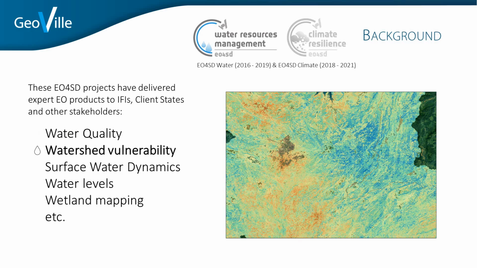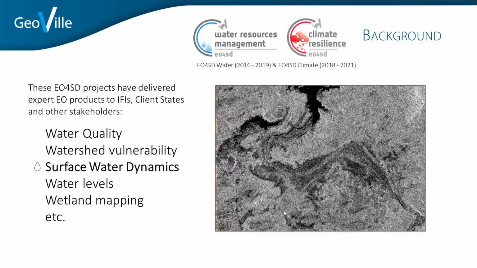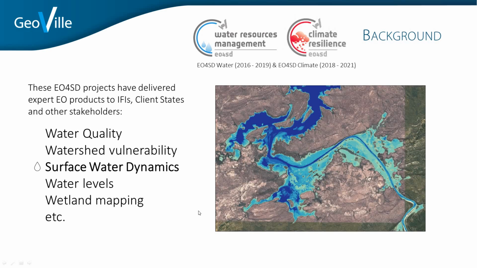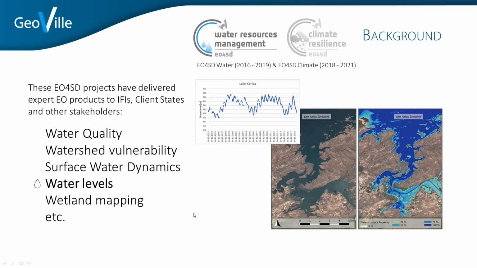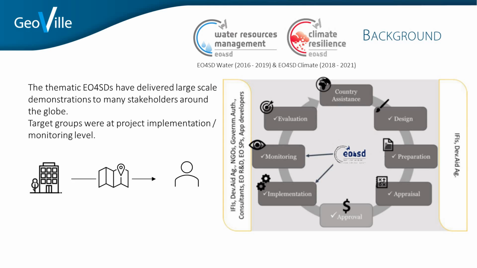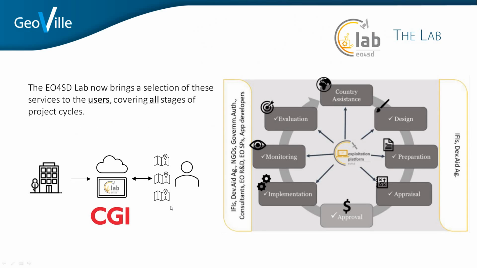That included water quality, watershed vulnerability, surface water dynamics. We combined that with water levels, and we produced wetland maps and inventories around the world. And the focus was to deliver specific EU services to the stakeholders themselves in the monitoring and implementation phase of their projects. Now, the lab takes a different approach.